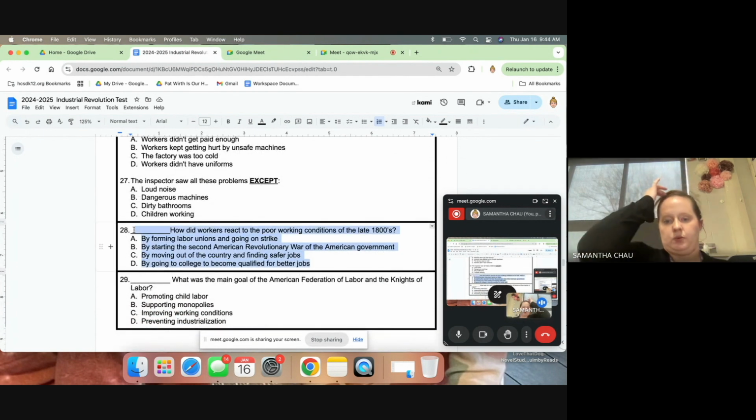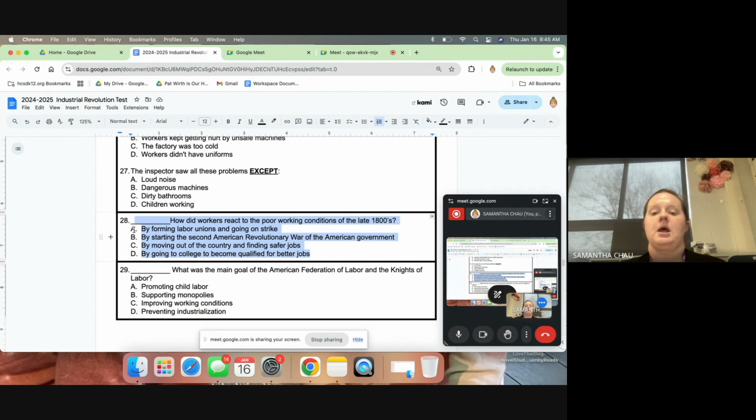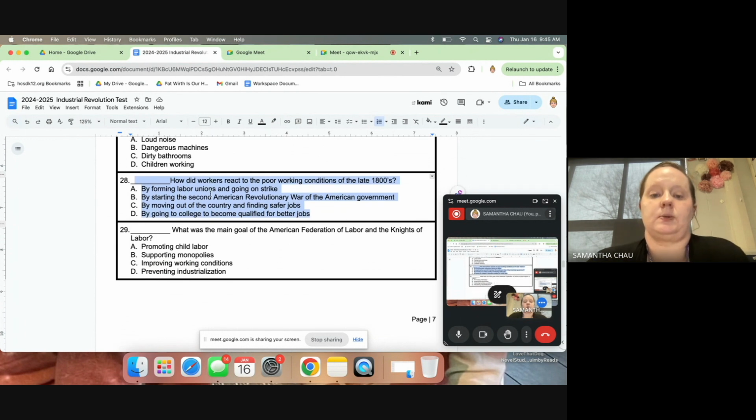How did workers react to the poor working conditions of the late 1800s? By forming labor unions and going on strike, by starting the Second American Revolutionary War of the American government, by moving out of the country and finding safer jobs, by going to college to become qualified for better jobs. How did workers react to poor working conditions of the late 1800s?